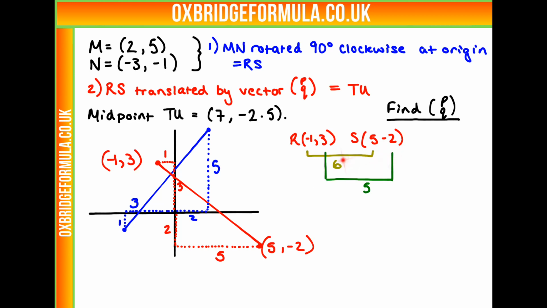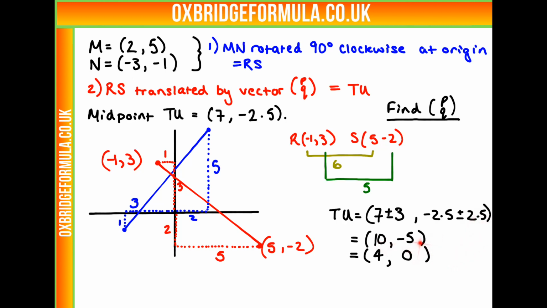Our change in X and Y is 6 and 5 respectively. So if we halve that and add it to our X and Y here, that's going to get us our T and our U point. So TU is 7 plus and minus 3, and -2.5 plus and minus 2.5. So our T and U points are (10, -5) and (4, 0).